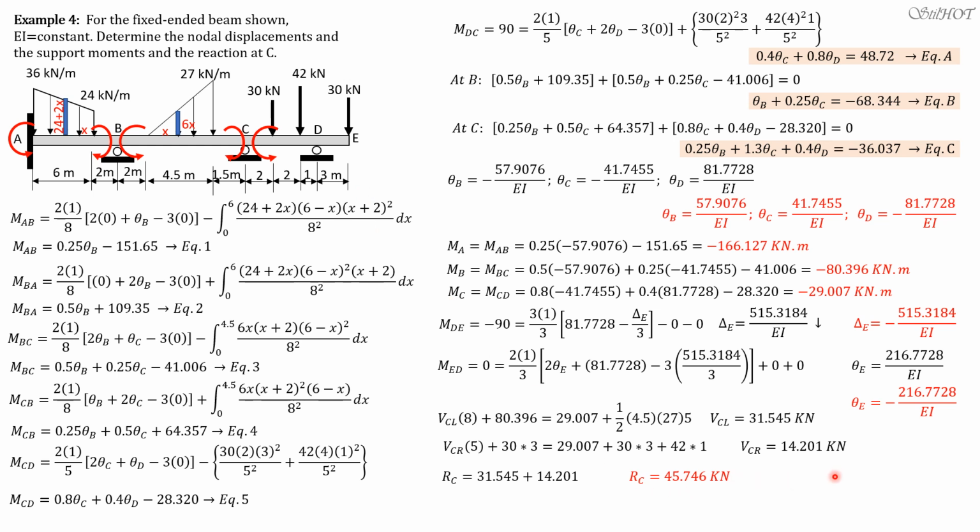So solving for R sub C, R sub C is the sum of VC left and VC right. VC left is 31.545 and VC right is 14.201. So R sub C is equal to 45.746.